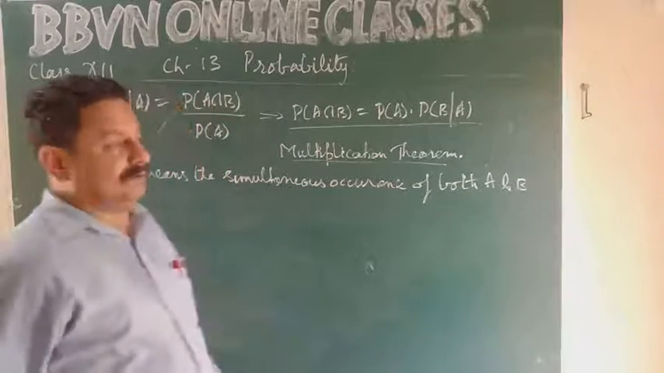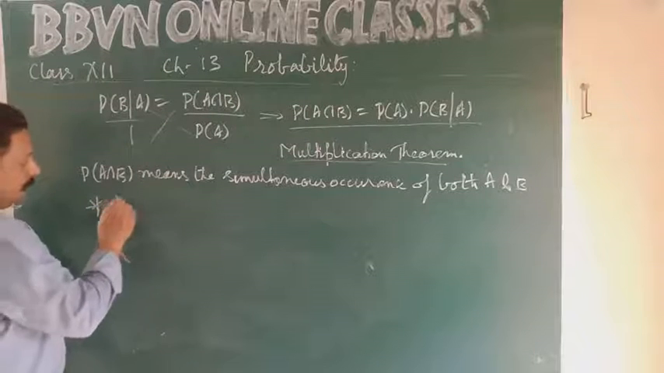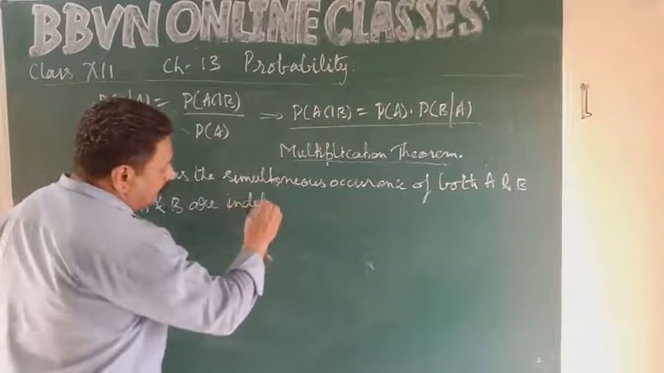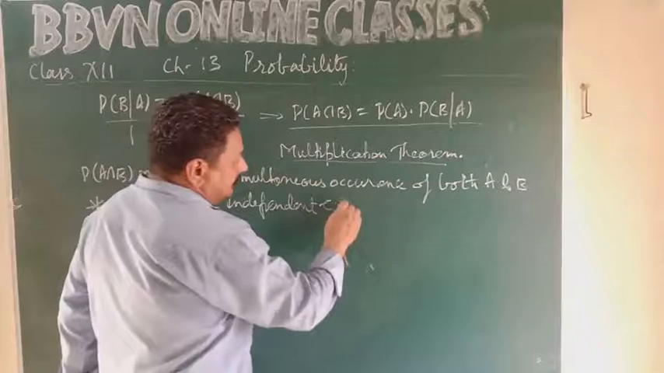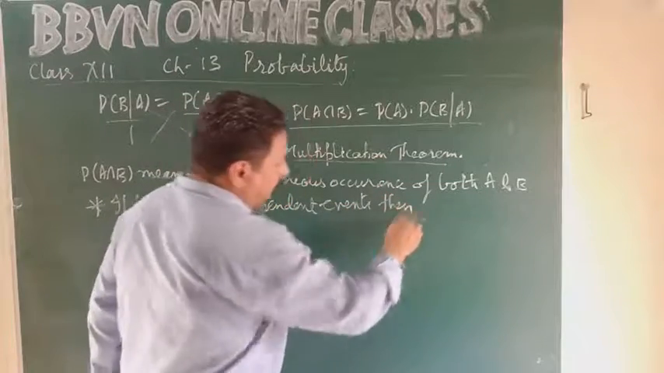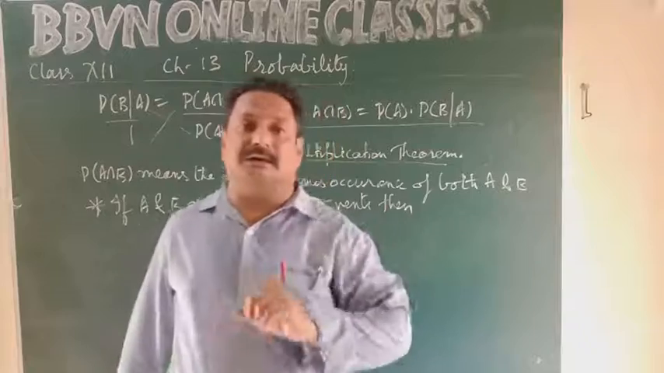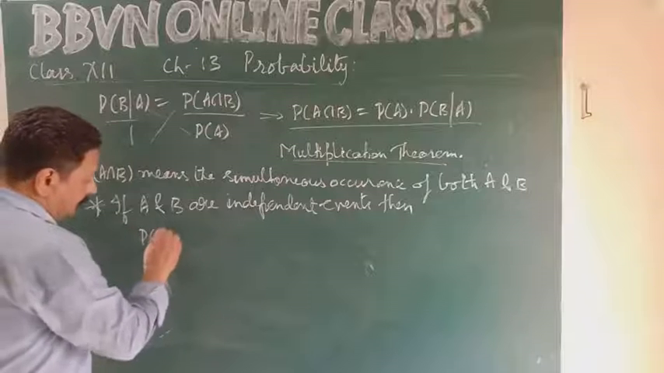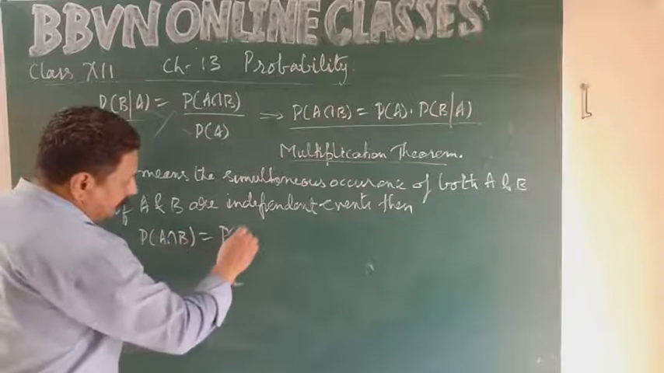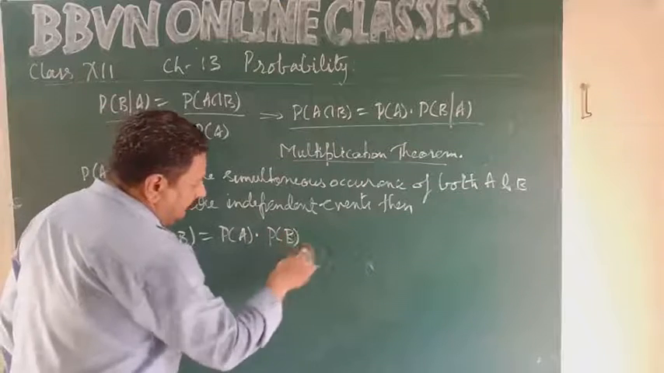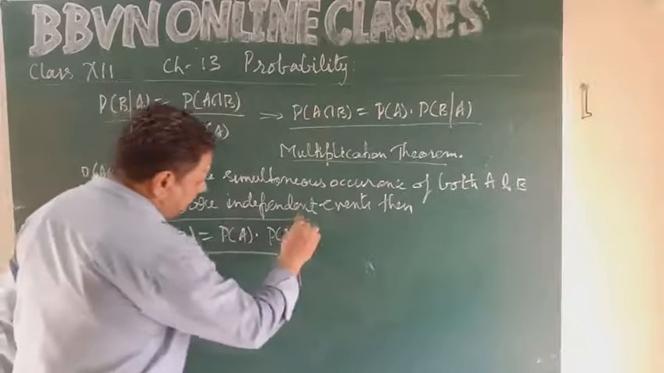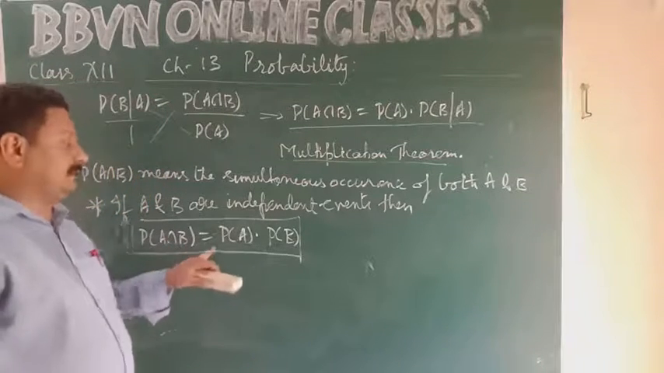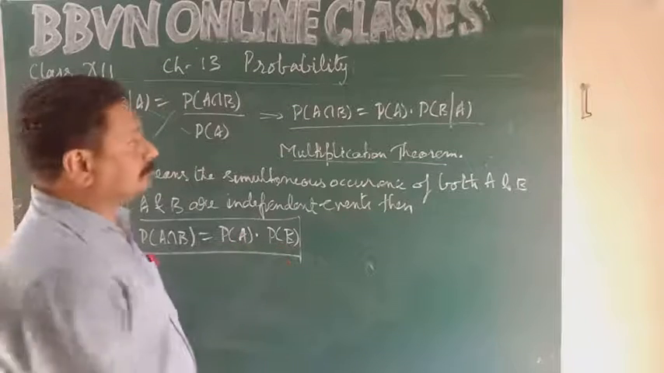Now this is multiplication theorem. What if A and B are independent events? Then if they are independent, neither A depends upon the occurrence of B nor B depends upon the occurrence of A. In that case, probability of A intersection B is simple probability of A dot probability of B. When A and B are independent events, in that case, probability of A intersection B is equal to probability of A dot probability of B.